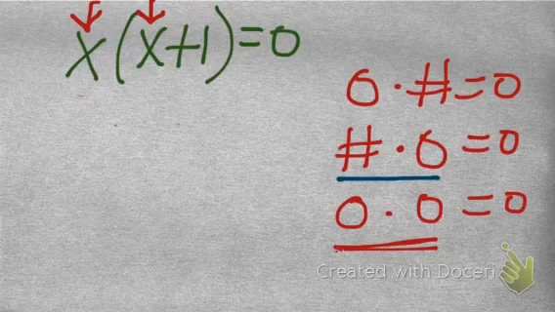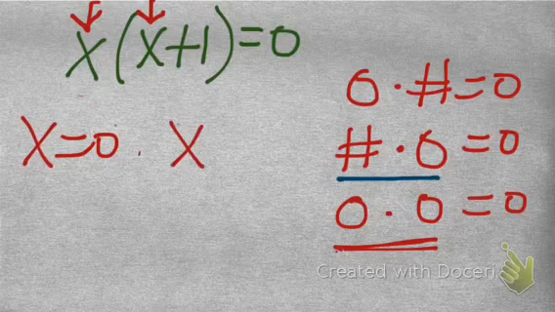After you've found the two answers, x can either be 0 or x can be the negative 1 we found to make this statement true, then you're done.